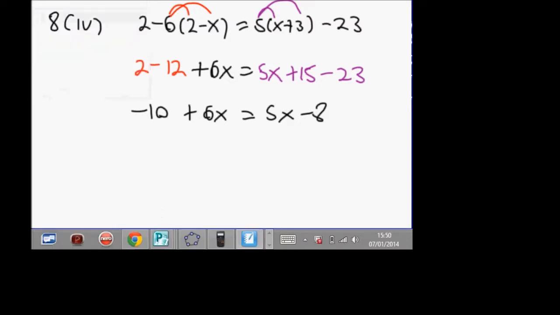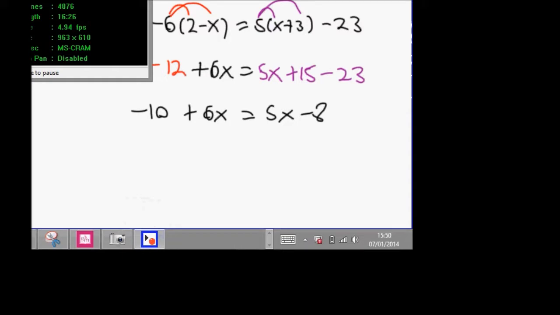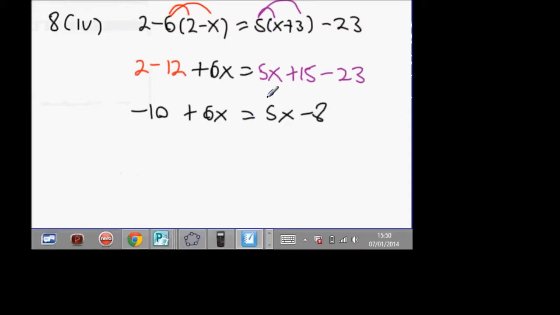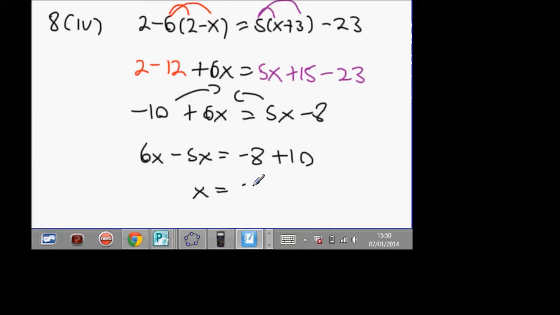So what happens? What time is that? Next one, okay. Bring the 5x over one side, bring the 10 out the other side, and what happens? 6x minus 5x equals minus 8 plus 10. X equals 2. Okay, there we go.